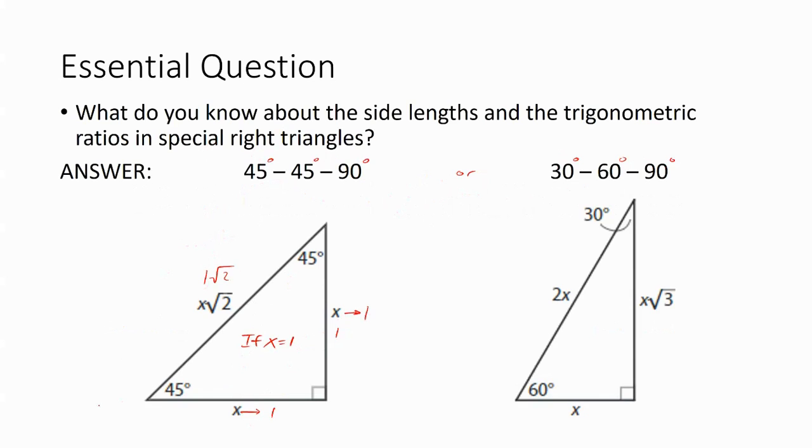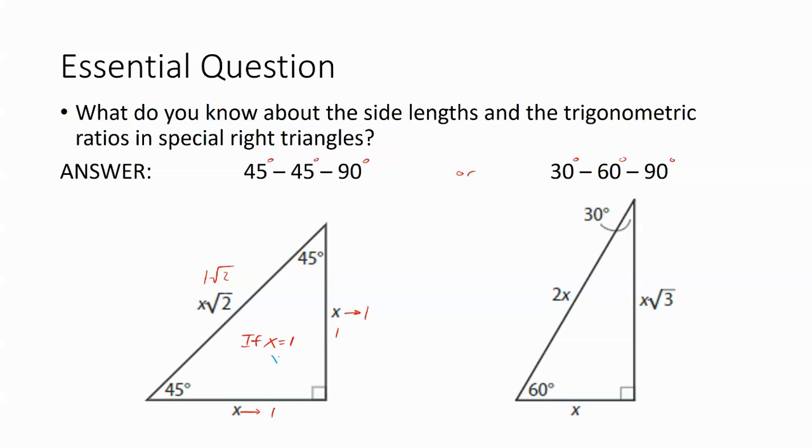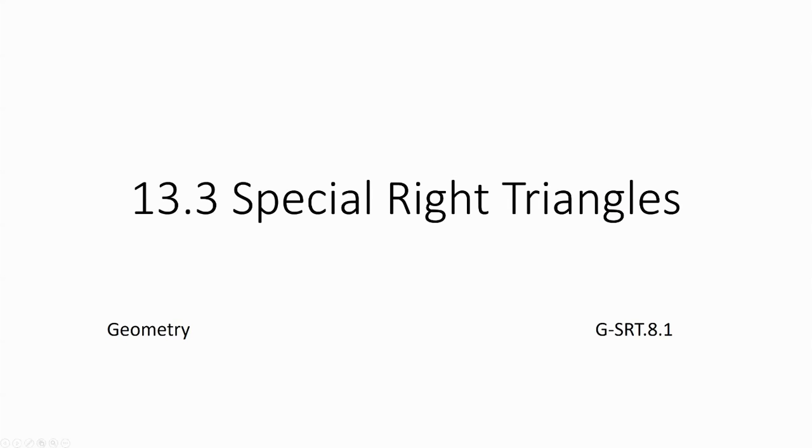Now, if x was, let's say, 3, that means this side would be a length of 3, and this side would be the same, also a length of 3. And the hypotenuse would be 3 times the square root of 2. You guys see and notice the pattern? That pattern always exists with 45, 45, 90 degree special right triangles. Now let's look at the 30, 60, 90.